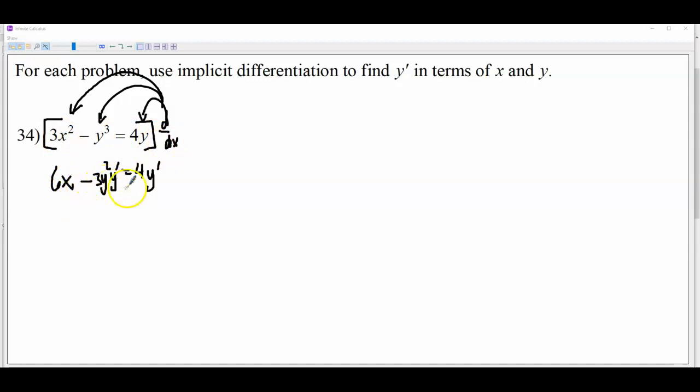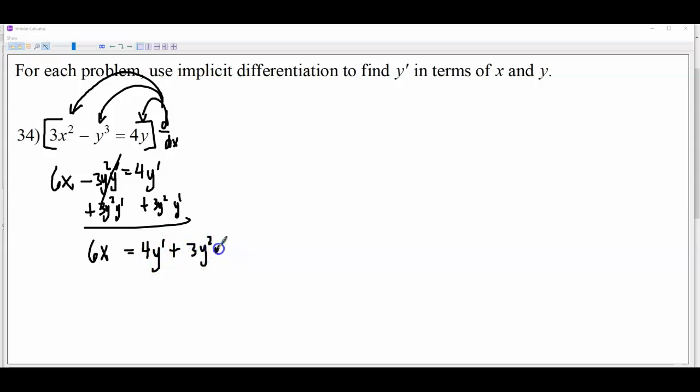All right, now, here's where this one's a little bit different than number 33. We have two y primes. So when you have two of them, what you're going to want to do is move them to one side. So I'm going to add this 3y squared y prime to this other side here, and that way I have all the y primes on one side. Notice I didn't say the y's. I don't care about the y's. I care about the y primes. I want all the y primes on one side. Now I've got both y primes on the right side of the equal sign.